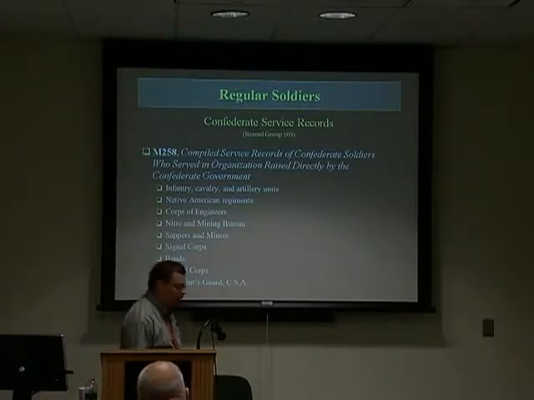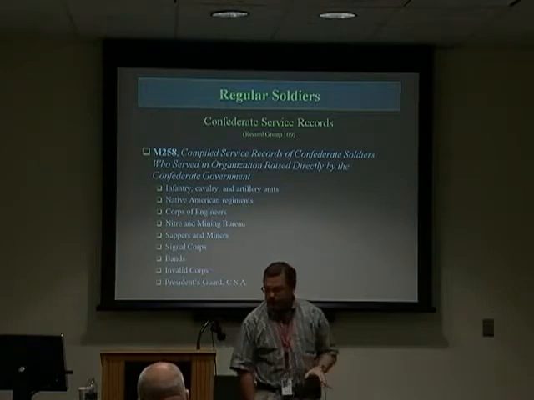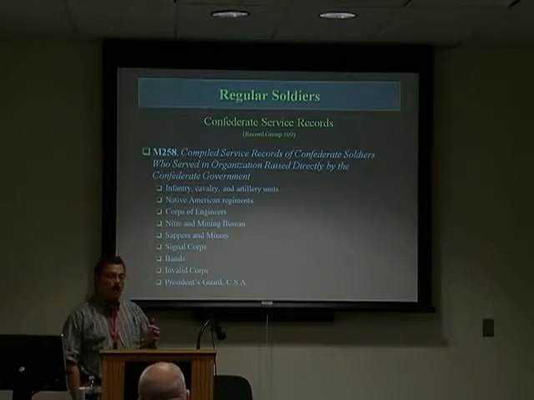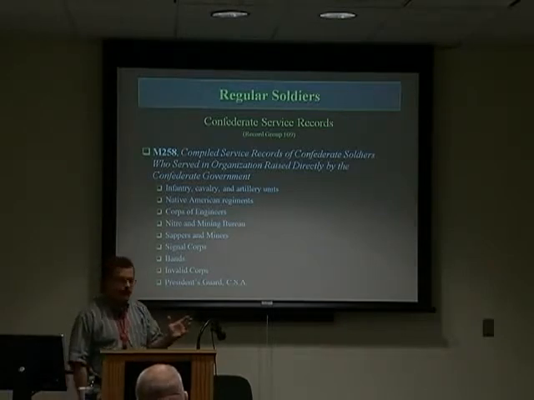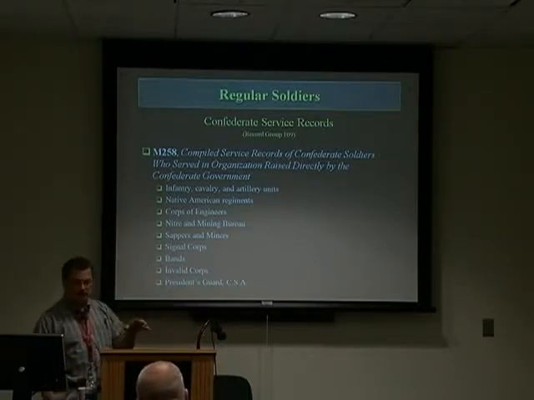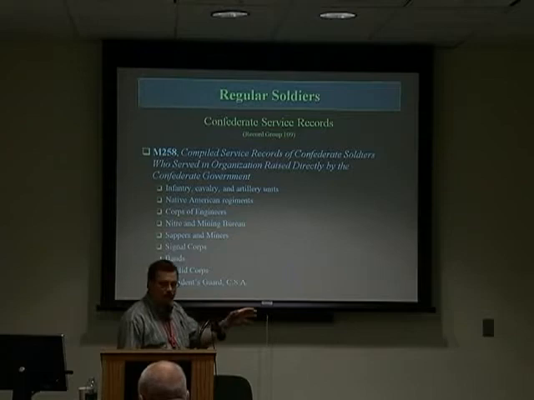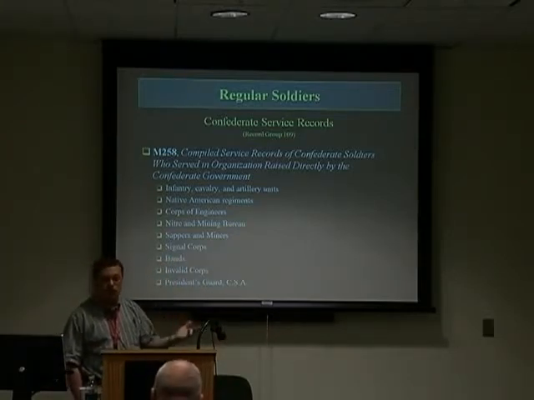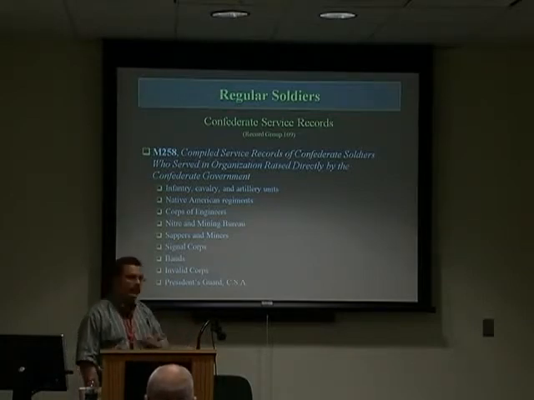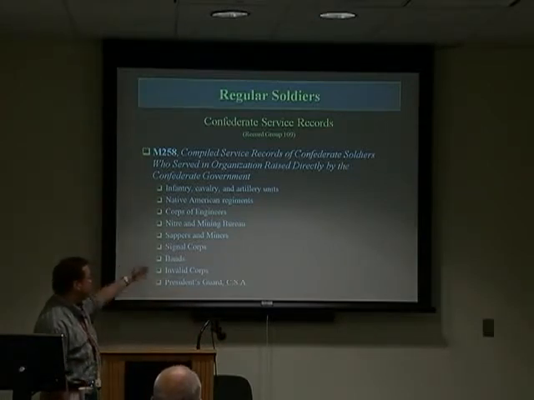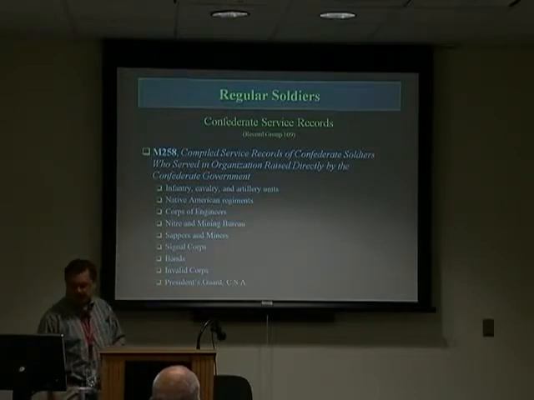And then for the Confederates, they did have their version of the regular Army as well. Units raised directly by the Confederate government. But the difference here is that we do have compiled service records for these regular Army units, as opposed to what we have for the Union Army. And that's generally because when the War Department was creating the Confederate service records, they just went ahead and created the compiled records for whatever type of soldier they found, whether it was from a state regiment or from one of these regiments that are listed here.